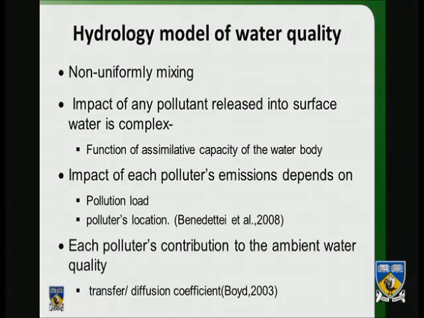The basic idea of having a hydrology model of water quality is to calculate transfer coefficients. These coefficients reflect the impact of pollutants from one place on a specific point in terms of ambient water quality. So if we have one polluter in a specific place, we can see the impact on ambient water quality from that polluter for the particular place.